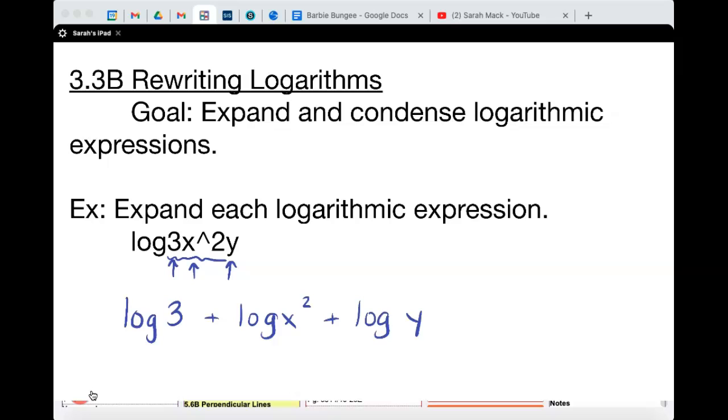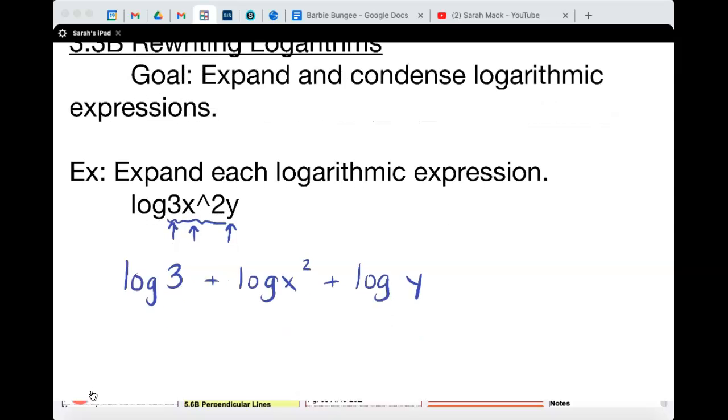Product is sum. Okay, so then our final answer shouldn't have any exponents with it, so I can move this 2 up here in front of everything. So log of 3 stays, because I can't simplify that anymore. But the 2 for log x squared becomes 2 log x.